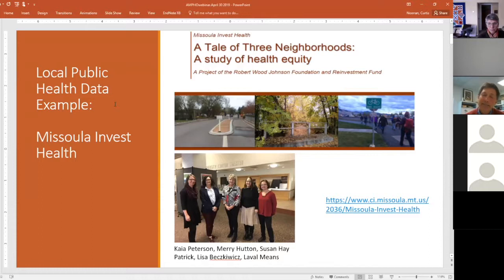And what they decided to do is to focus on particular neighborhoods that were considered to be vulnerable neighborhoods with respect to health risks and behavior risks, and lesser levels of infrastructure.